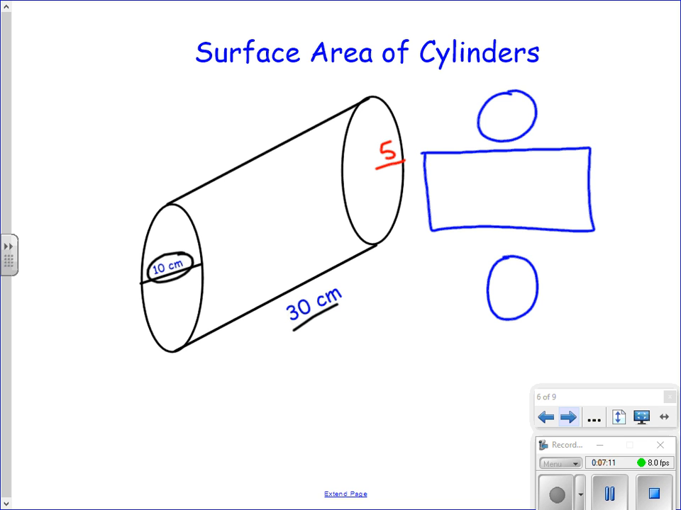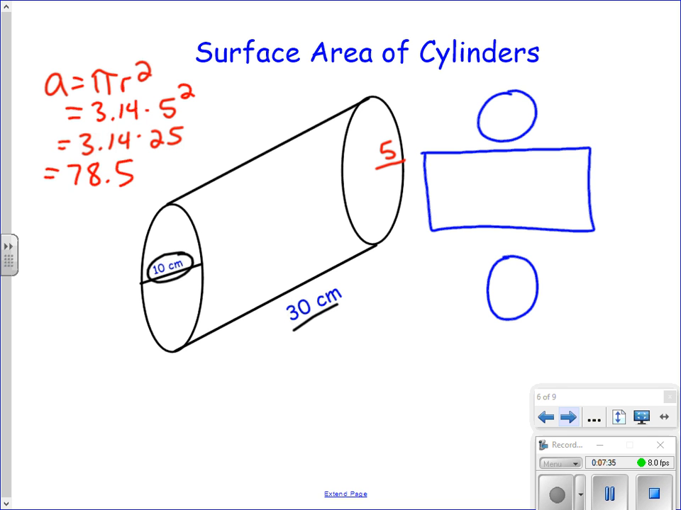So to find the area of a circle, again, area is pi r squared. Luckily, we did this all in the last unit, in unit 7. That's 3.14 times 5 squared, which is 25. So 3.14 times 25, not decimal 25, but times by 25. And that's 78.5. So each circle is 78.5 centimeters squared.